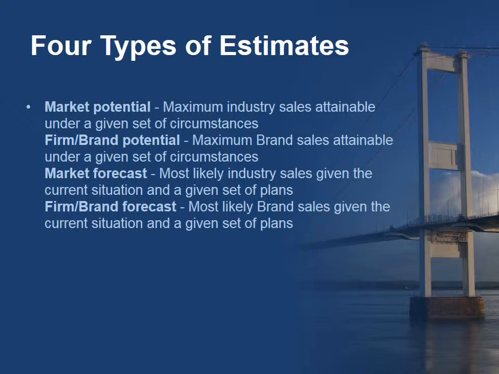One's a market potential. This is the maximum industry sales attainable under any given set of circumstances. There's the firm or brand's potential, and that is the maximum brand sales attainable under a given set of circumstances. This would be, for instance, how much exec ed business is there out there in the Las Vegas area, and how much of it could UNLV reasonably estimate to be able to get. Then there's the idea of a market forecast. This is the most likely industry sales given a current situation and a given set of plans. So this would be, well, how much exec ed will be consumed by the Las Vegas market over the next year. And then how much of that is likely to be UNLV's. That's called a firm or brand forecast.